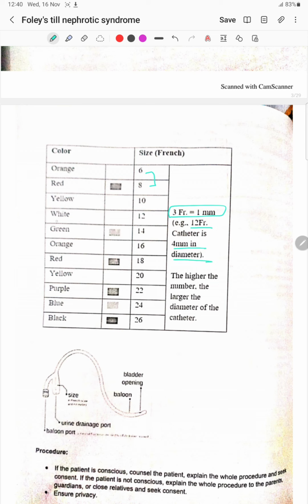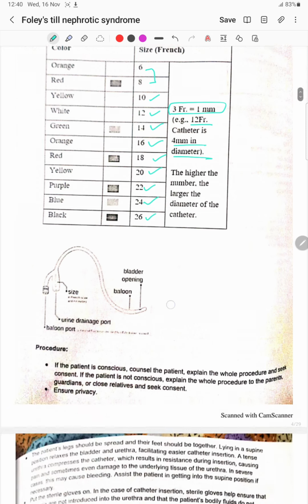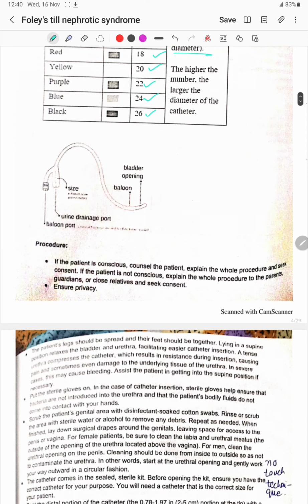Yellow is for 10, white is for 12, green is for 14, orange is for 16, red 18, yellow 20, purple 22, blue 24, and black is 26. The black has the biggest bore.